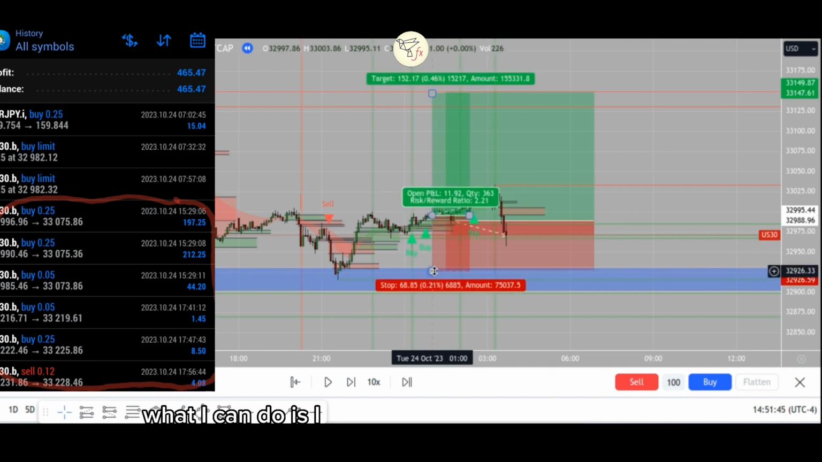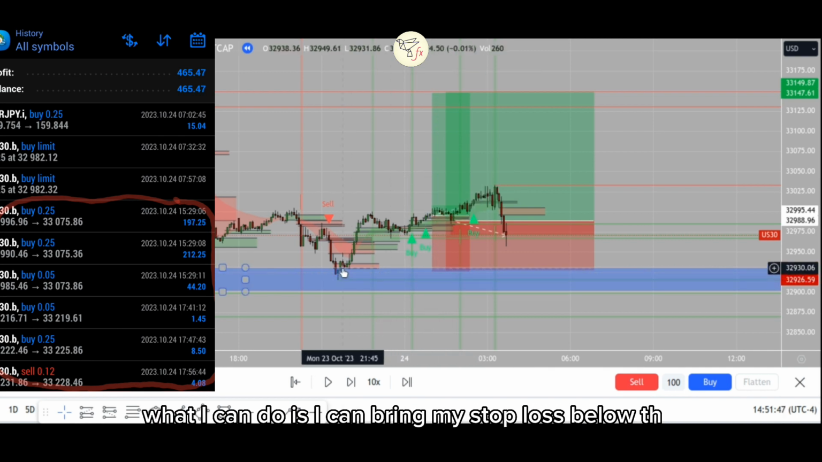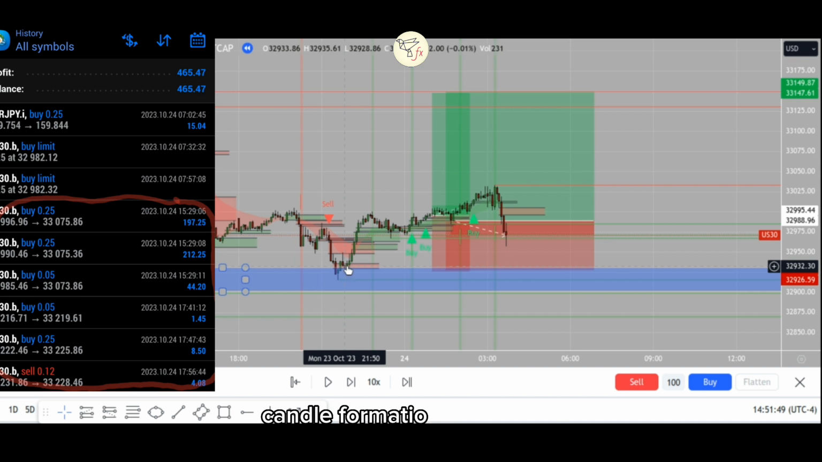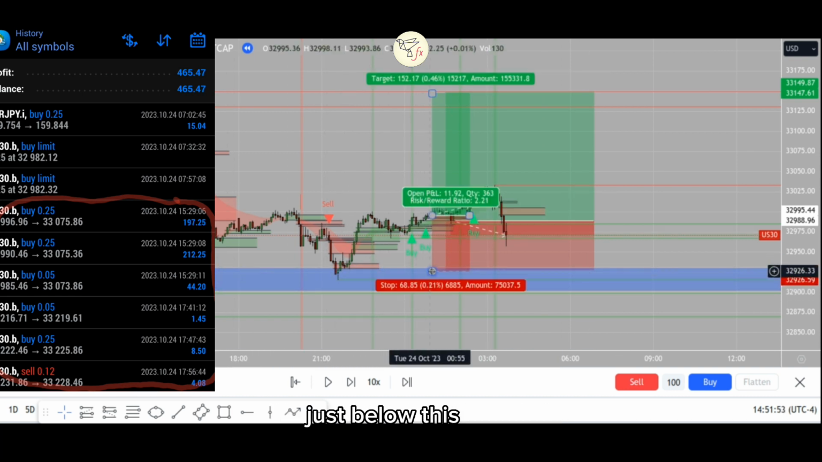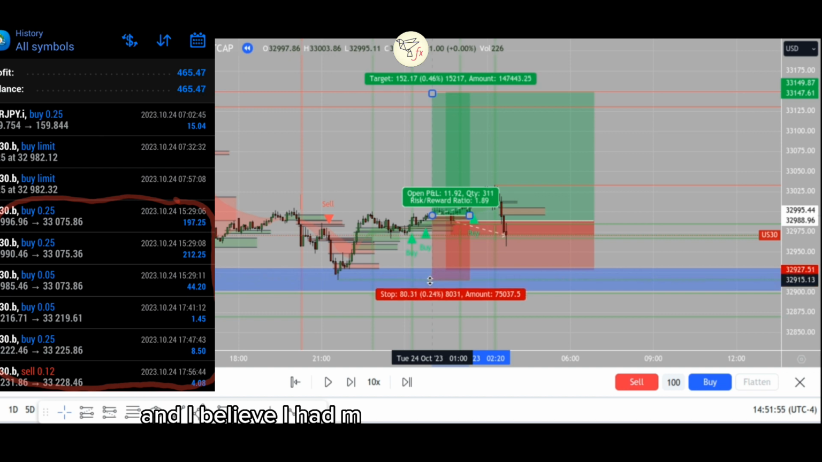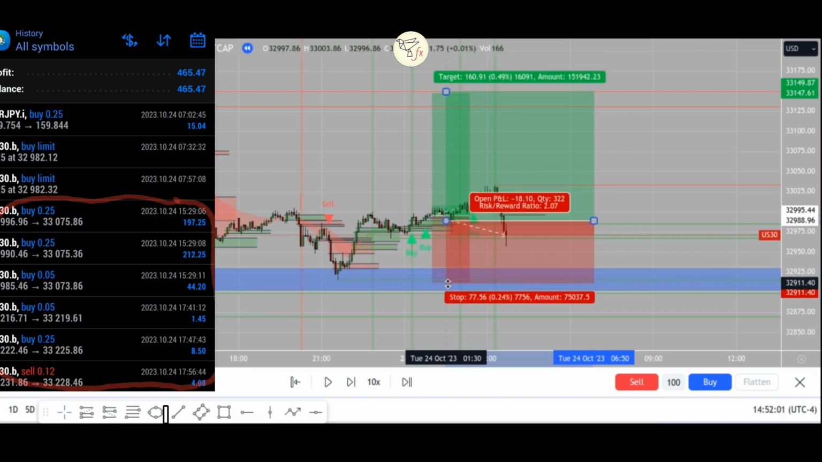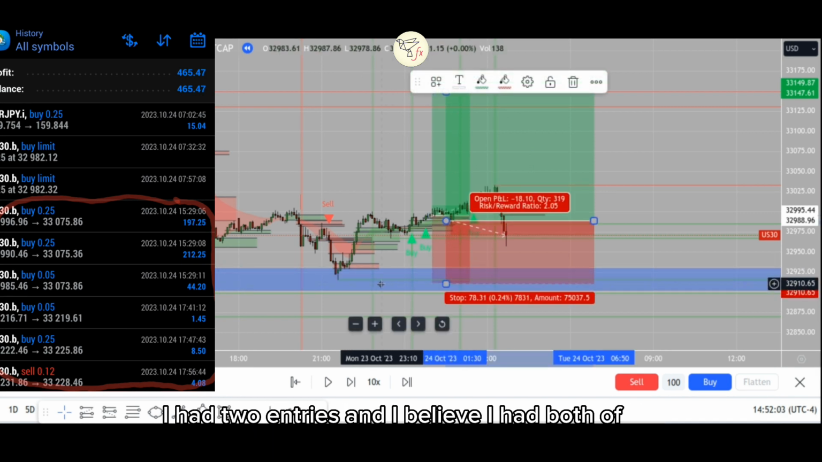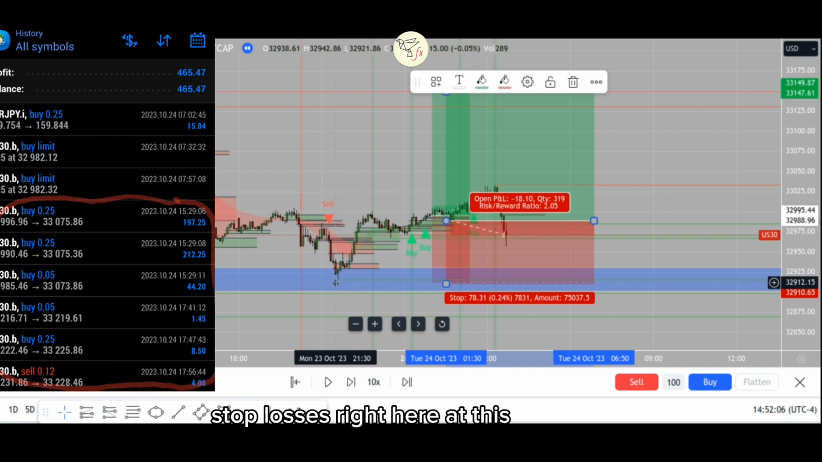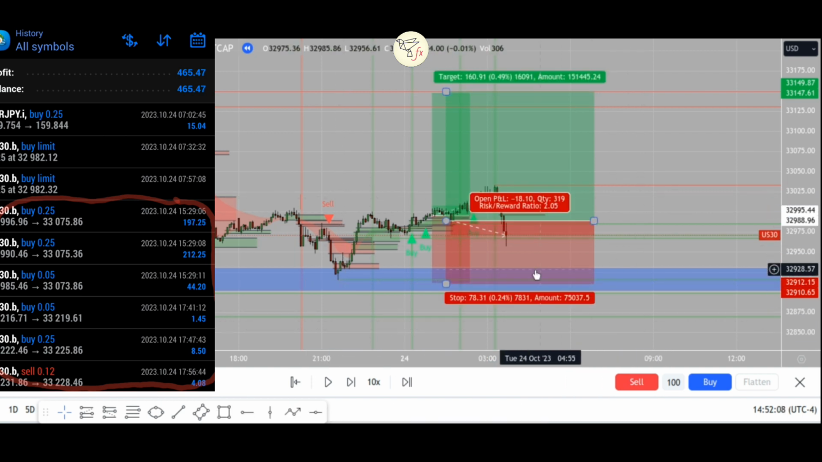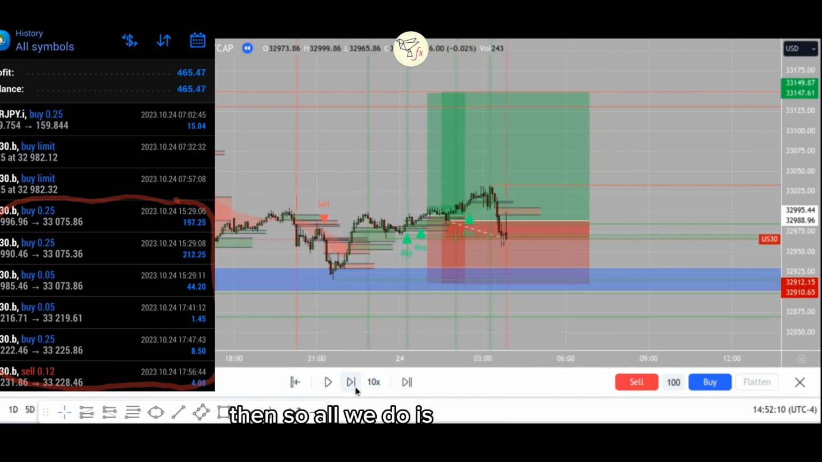what I can do is bring my stop loss below this candle formation down here, these levels right here, just below this level. And I believe I had my stop loss down here, actually. Because I scaled in, I had 2 entries, and I believe I had both of my stop losses right here at this low, okay?